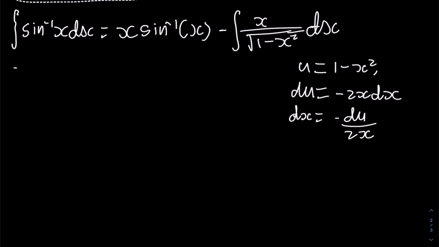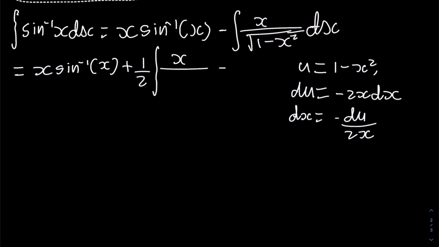So we see that this is equal to x multiplied by the inverse sine of x, and then we now add the integral, and now we're in the u world. So let's just take the 1/2 multiple out as well. So we have plus half of the integral of x over the square root of u. That's pretty nice.